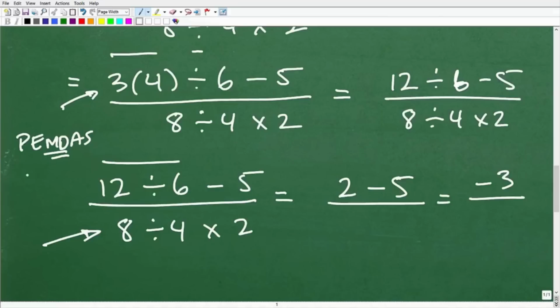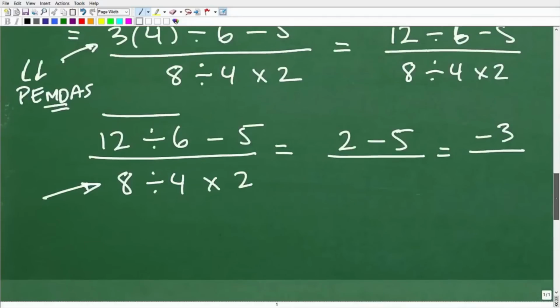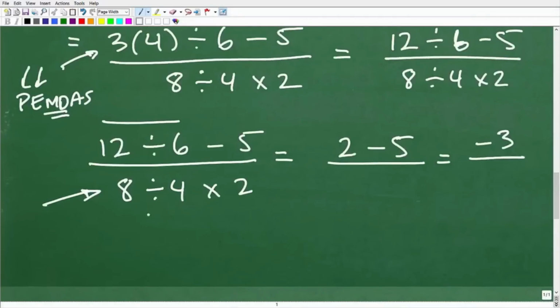So let's focus in on the denominator. Do I have any parentheses? Nope, I do not have any parentheses. Do I have any exponents? Nope, no exponents. Do I have multiplication, division? Yes, that's what I have, division and multiplication. So this time I have division before multiplication. A lot of students would make this error. Let's just do this wrong here for a second. What if we did the multiplication first? We would get 8 divided by 8, which is going to be 1, right? So if I did multiplication and then division, the denominator value would be 1.